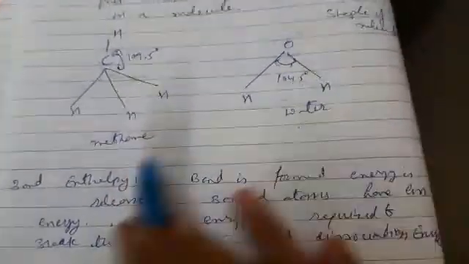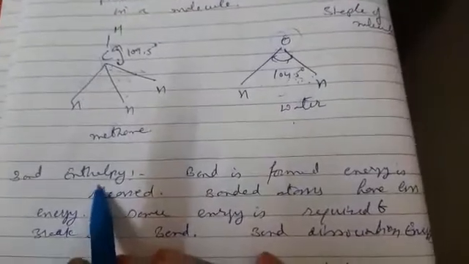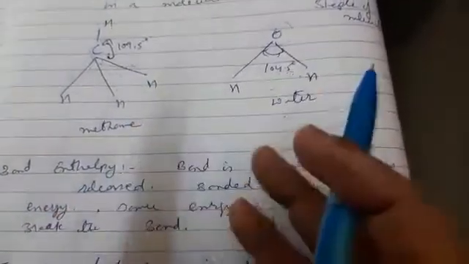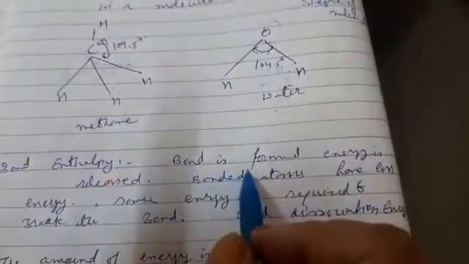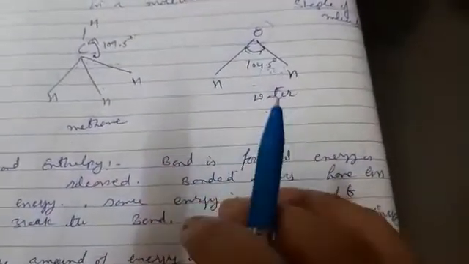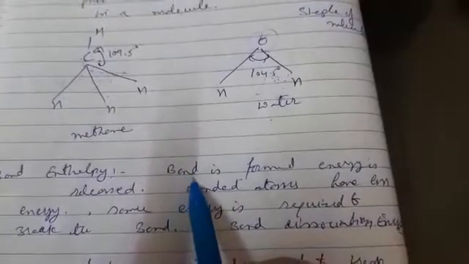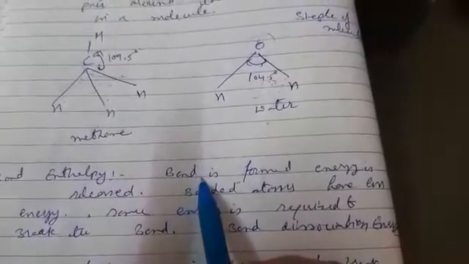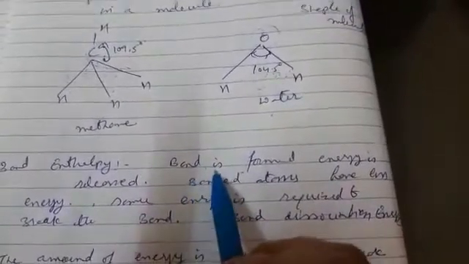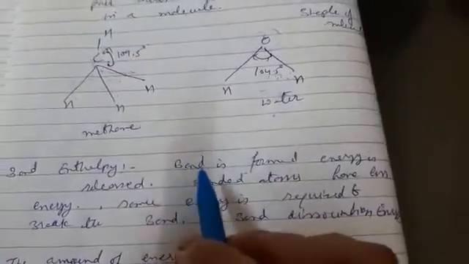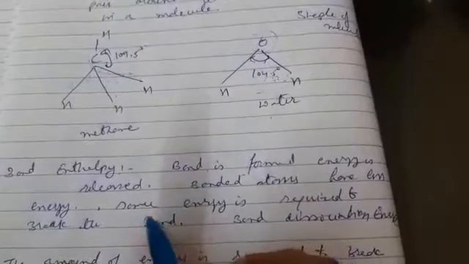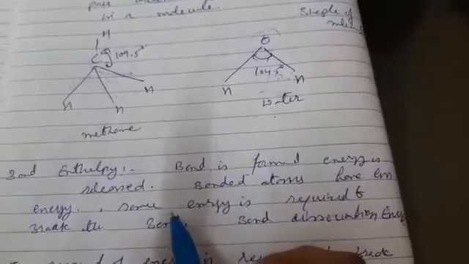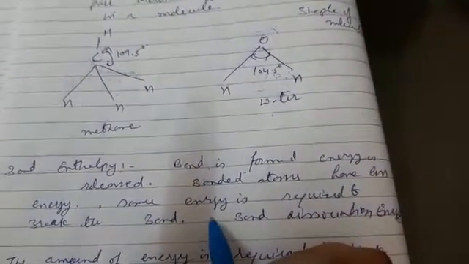Now next one is bond enthalpy. Bond enthalpy means energy. When any bond is formed, at that time it loses or releases its energy. And bonded atoms, the atoms which are bonded with each other, have less energy as compared to others which are not bonded. In the same way, when the bond is broken, it also requires the same amount of energy. So that is required to break the bond.